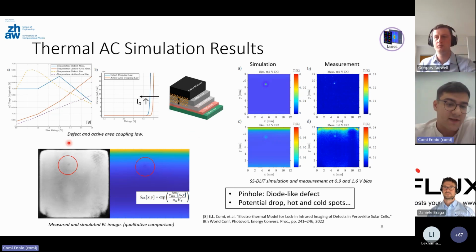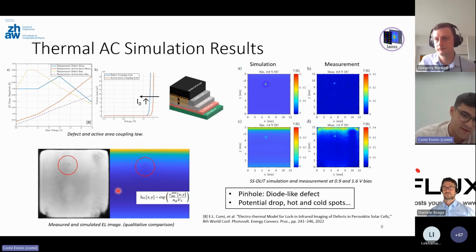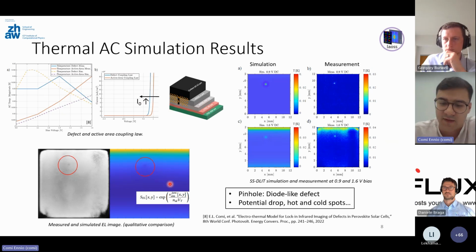What you see down here is an electroluminescence image of the same cell. Around this hotspot, there is a little dark area. And on the right is the simulated EL image. LAWS also allows us to simulate electroluminescence images, because EL images are proportional to the local junction voltage. And that's what we get from the electrical mode in LAWS. We also see that here the potential also drops around this modeled defect.